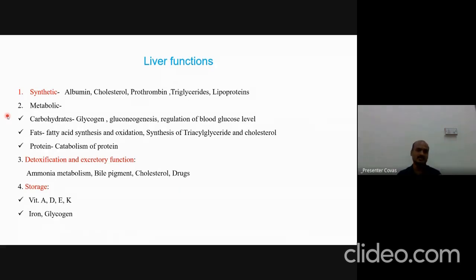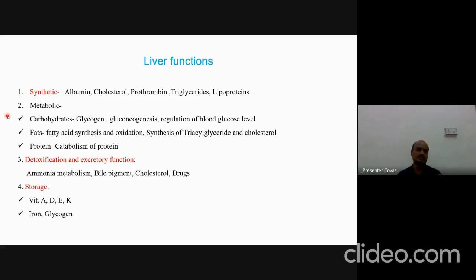Detoxification, ammonia metabolism, bile pigment formation, cholesterol. These have to get detoxified. So we say, for example, these are not good for the body, so we have to get rid of this one. So this excretory function happens in the liver.